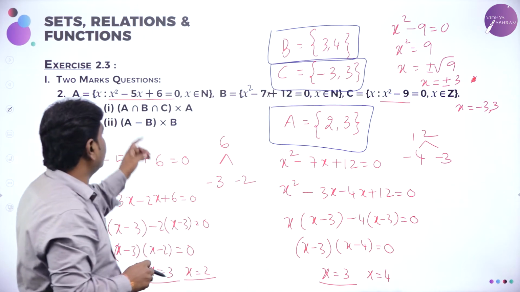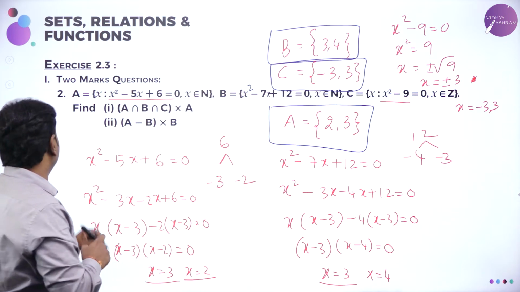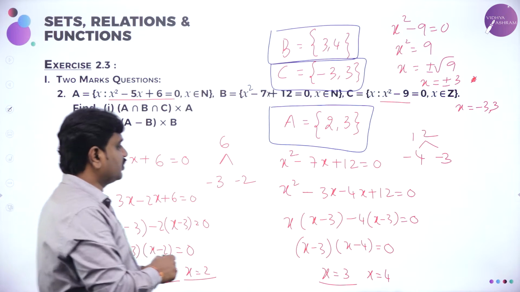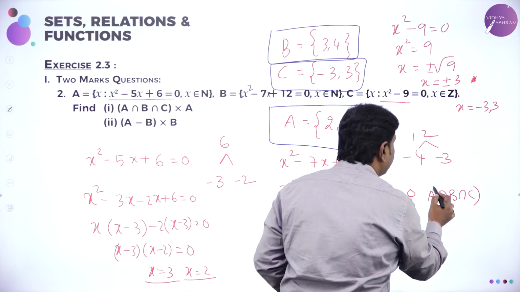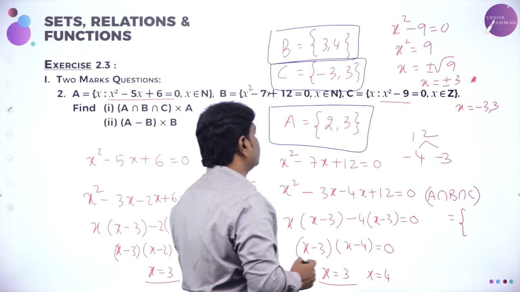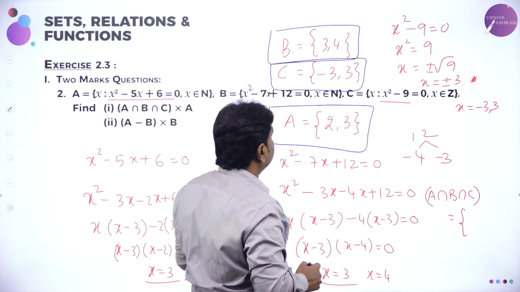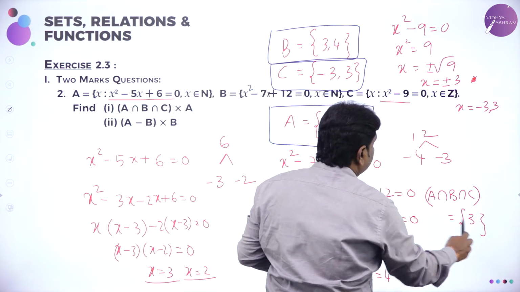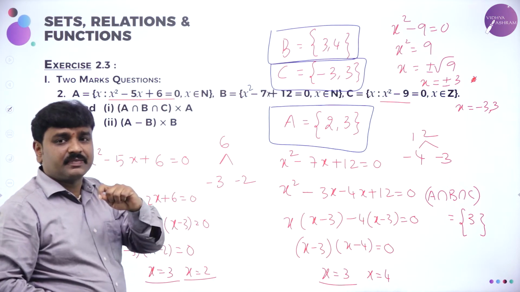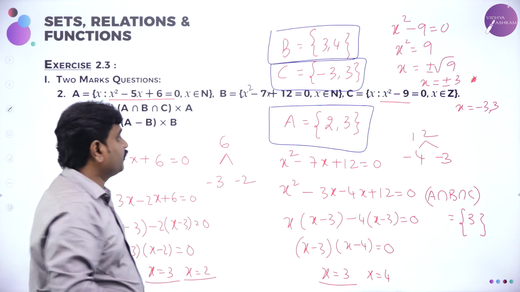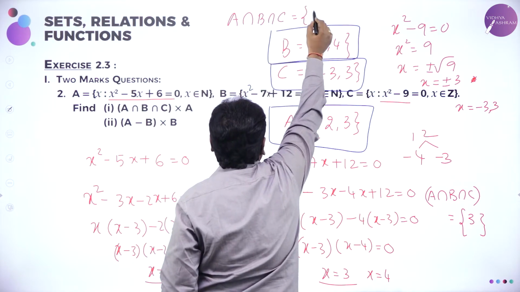Now my question to you: can't you find A intersection B intersection C cross A? A intersection B intersection C also let me do. What is meant by A intersection B intersection C? Common for all three. What is the element that is common for all three? So in A, B, C, 3 is here, 3 is here, 3 is here. 3 is the only common element. So A intersection B intersection C, can I call it a singleton? What is a singleton? A set which contains only one element. So now A intersection B intersection C also we got, that is only 3.